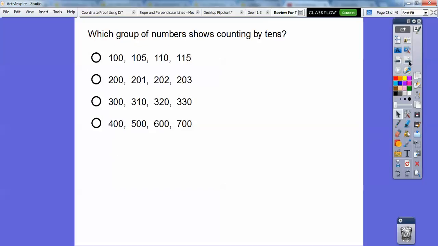All right, so which group of numbers shows counting by 10? So 10, 20, 30, 40, 50. So counting by tens, we're increasing the tens digits by 1. Okay, see how that's 0 and that's 0? So it's not that one. This one's increasing by 5s. Okay, how about this one? Well, it's not this one because the tens digit stays the same. This one's increasing by 1s. How about this one? So 0 and then 10 and then 20, 30, it's this guy right here.